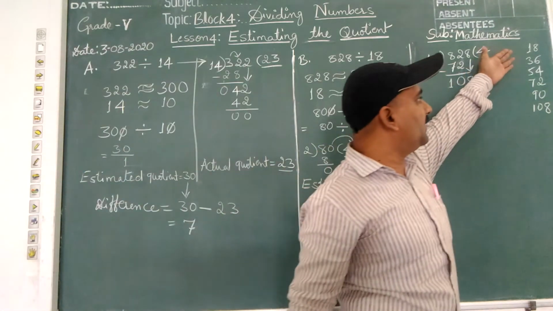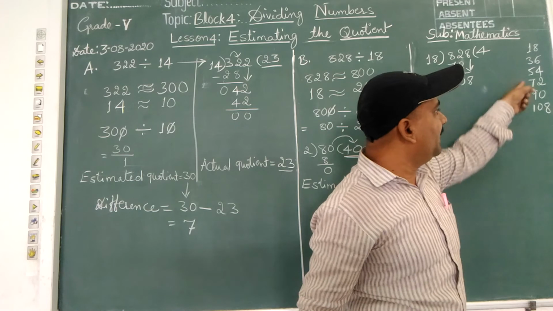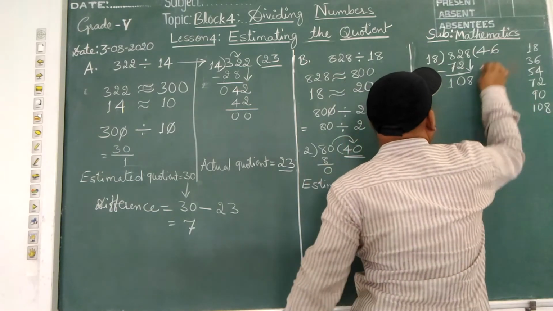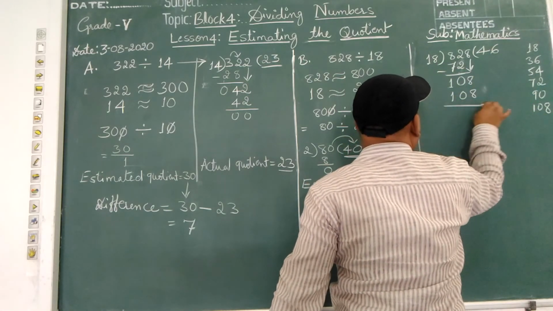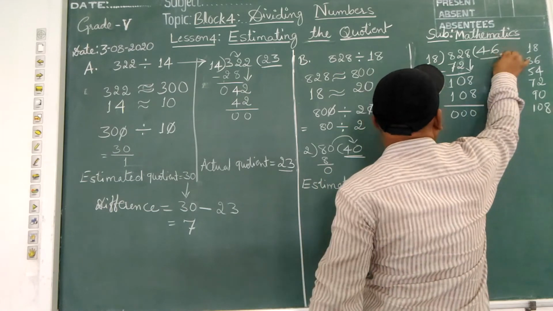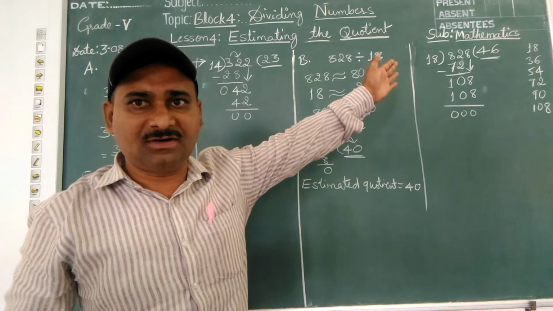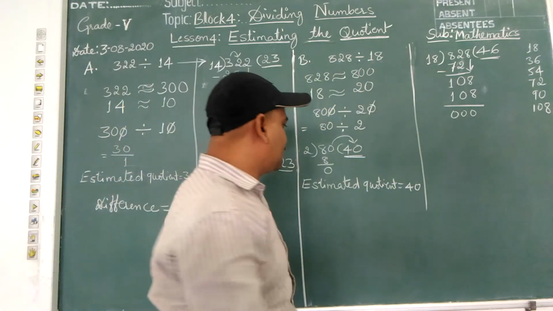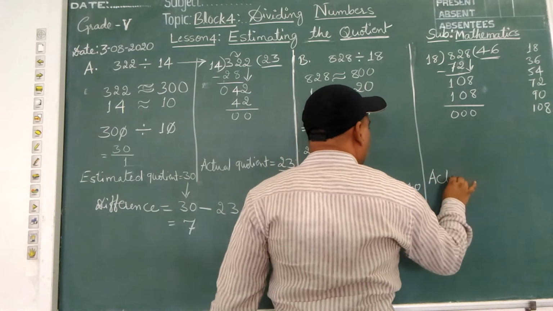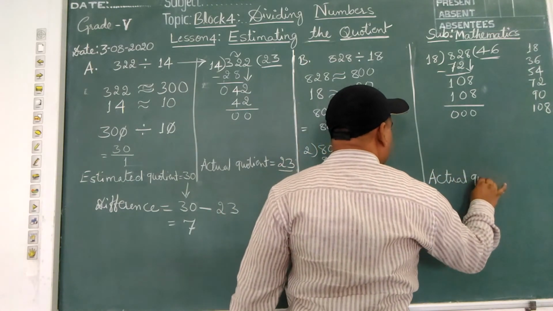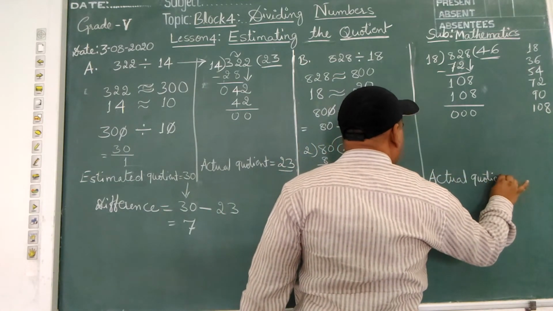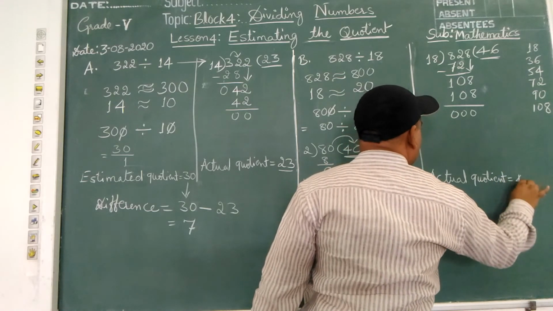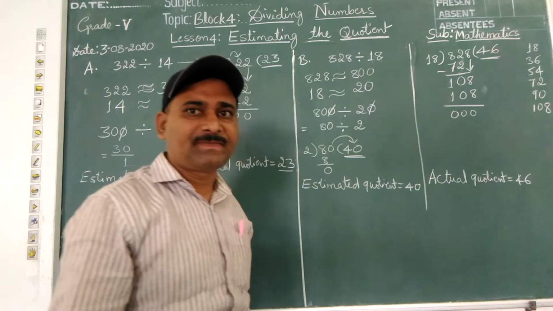108. Find 108 here. 18 6s are 108. 18 6s are 108. I got the actual quotient, children, 46. So actual quotient is 46.